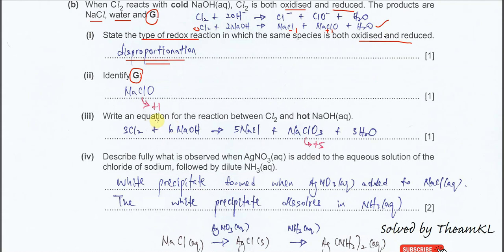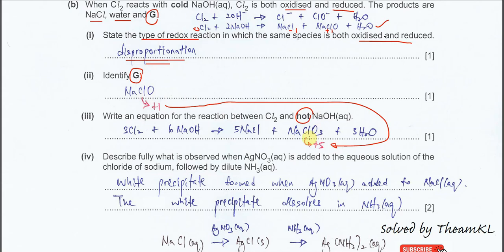Part 3, write an equation for the reaction between the chlorine with hot sodium hydroxide solution. So if it's hot condition, then the chlorine will oxidize further. So it will oxidize from positive 1 now increasing to positive 5. So when it's cold, then it's positive 1 oxidation number. When it's hot, then it's positive 5.